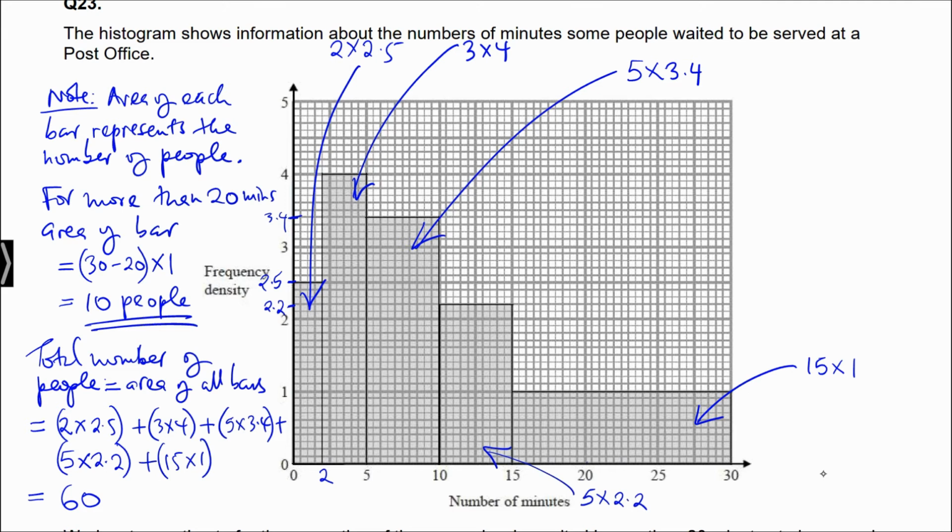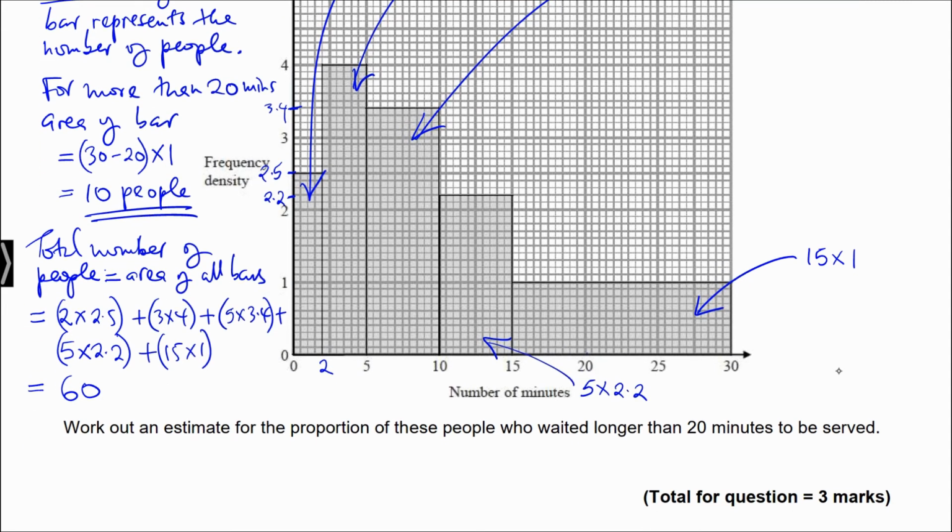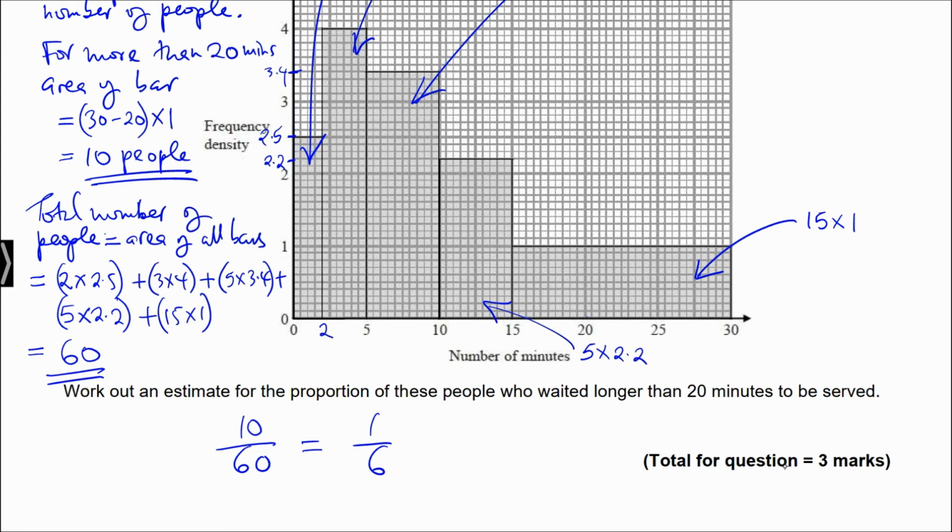Okay, and now what they want us to find is the proportion of those people. So the proportion of those people will just be 10 out of 60, because here you have a total of 60 people, which is a sixth.